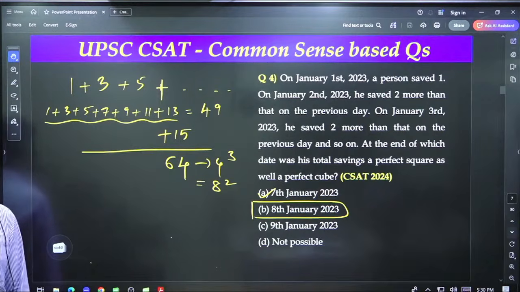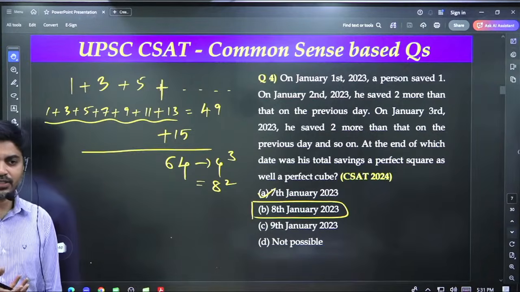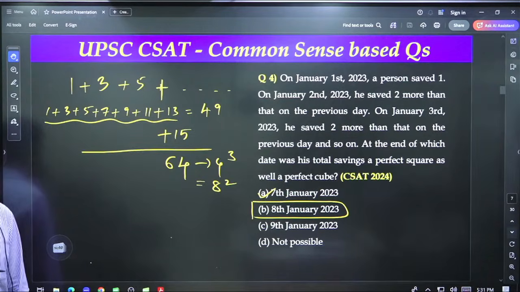Okay, now if you don't get any clue, always look at the options. That sense is important. Always look at the options. And one more thing, we discussed these points in number systems also. I think you know this logic.